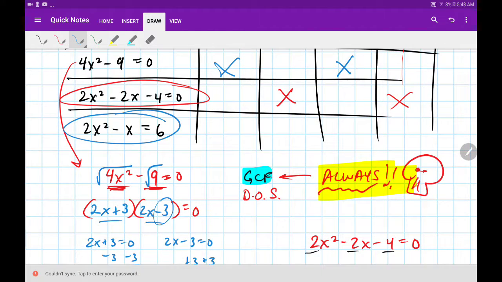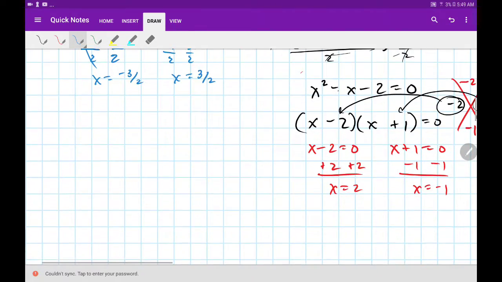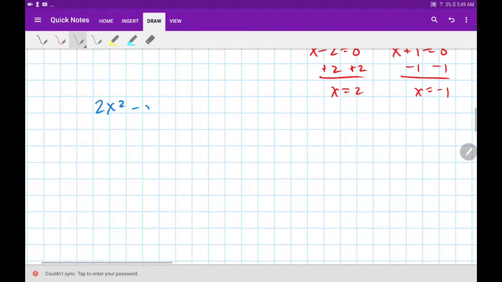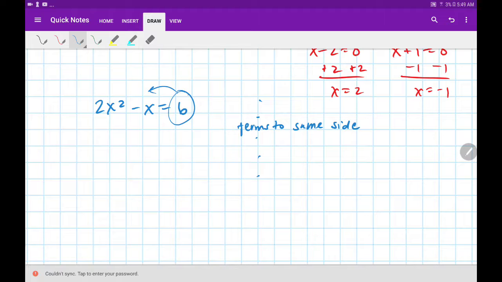Okay, last problem. We'll do it the same way. 2x squared minus x equals 6. Well, before I start thinking about what methods I have, I need to always get all terms to the same side and set it equal to 0 because that's the only way that I can factor and solve. So I'm going to move this 6 to the other side. The only way I can do that is by subtracting or adding, and in this case I have to subtract. So I get 2x squared minus x minus 6 equals 0.